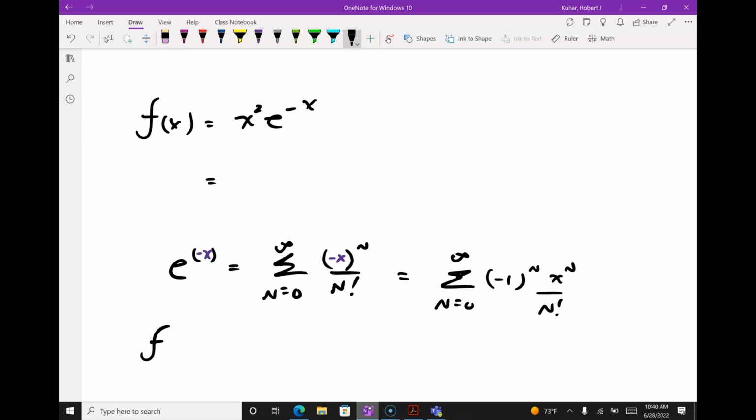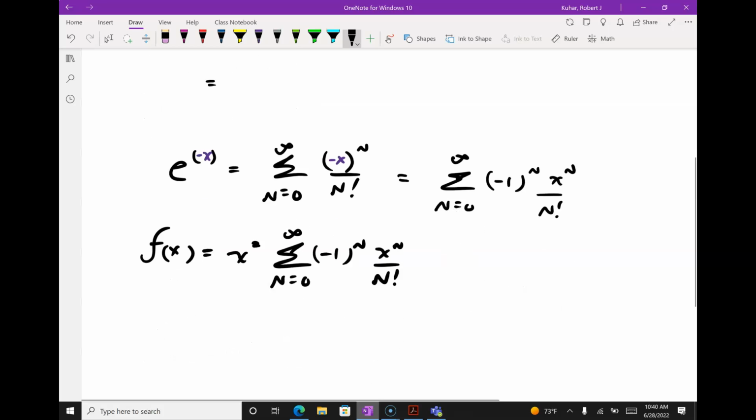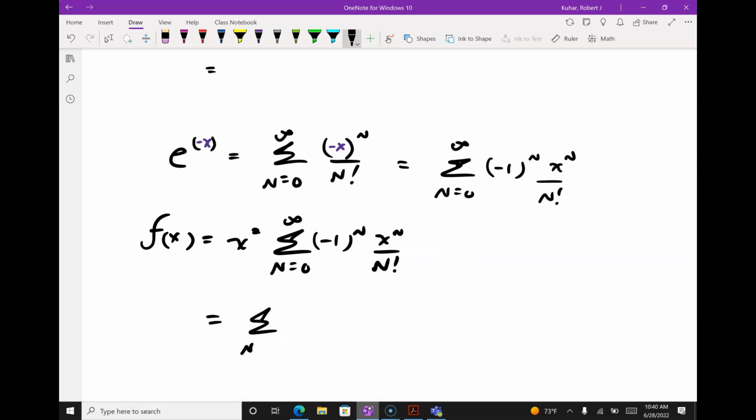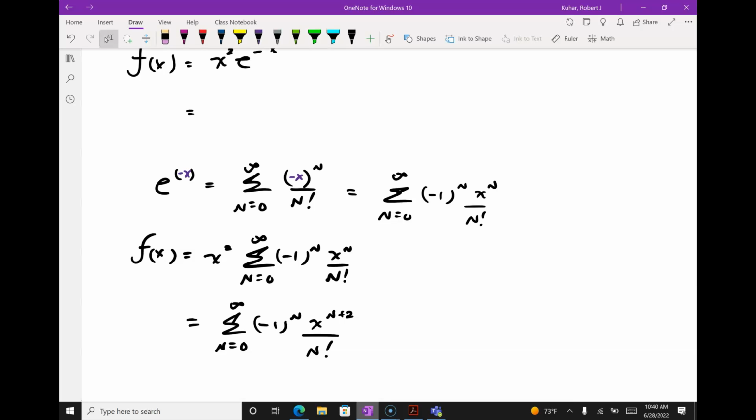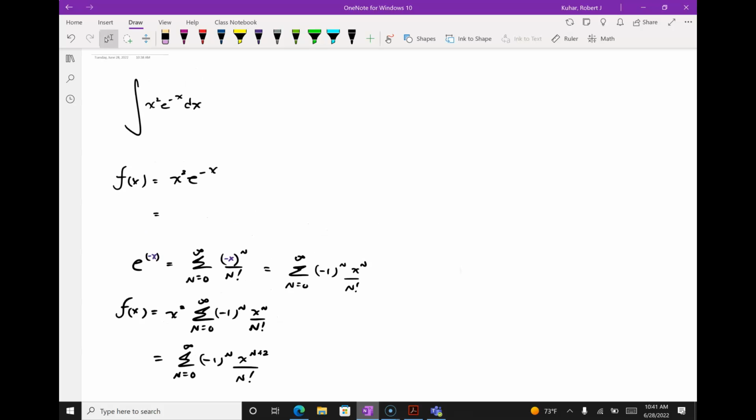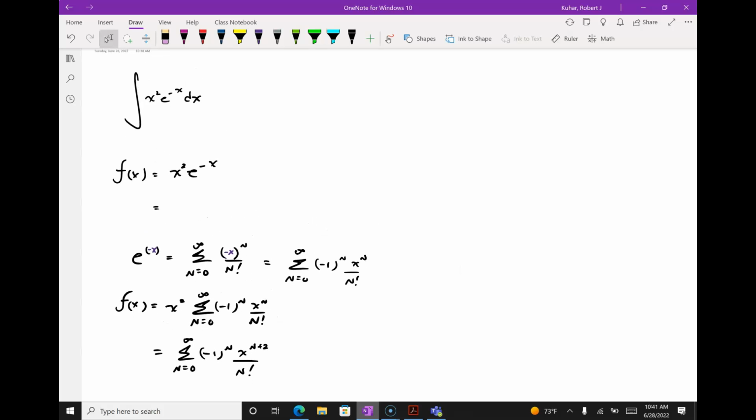So now f of x can be written as x squared times that series. And again, I'm stressing here that my sigma notation is dependent upon n. So multiplying it by x squared is no big deal. It's independent of n, so I can just move that piece in. And what do I get? x to the n plus 2 over n factorial. How is that? Is that okay?